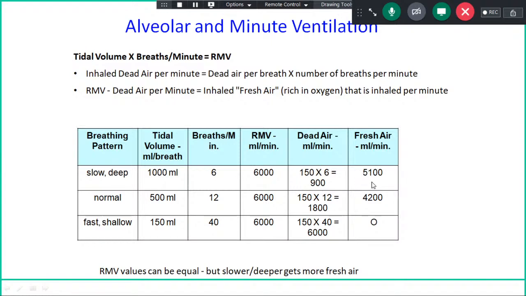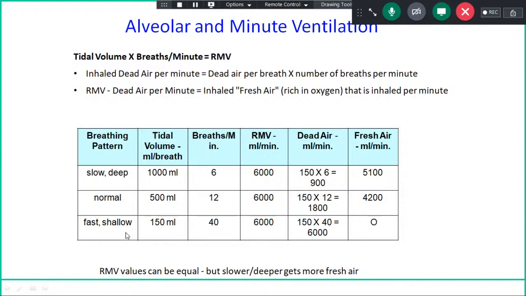alveoli for gas exchange. Whereas if it was a normal 500 ml tidal volume breath with 12 breaths, more number of breaths, the volume coming to alveoli is still only 4200. So when you increase the depth, alveolar ventilation is increasing.